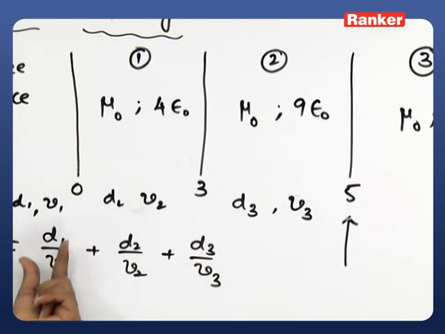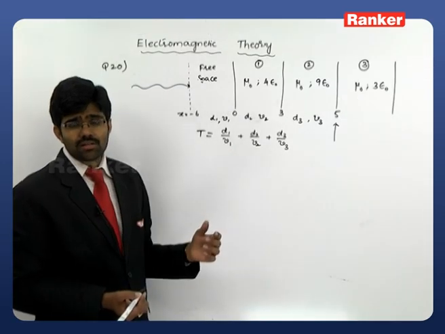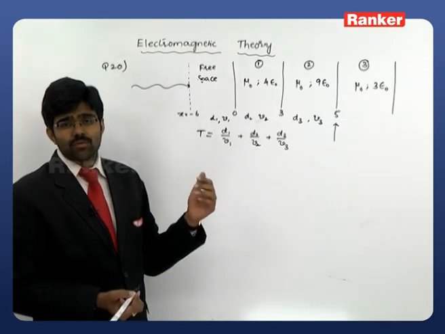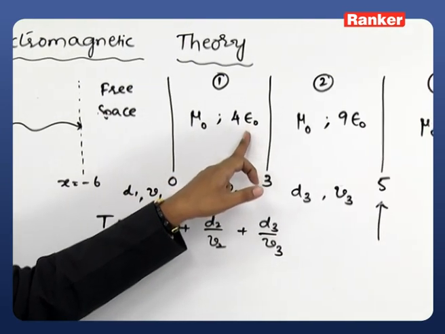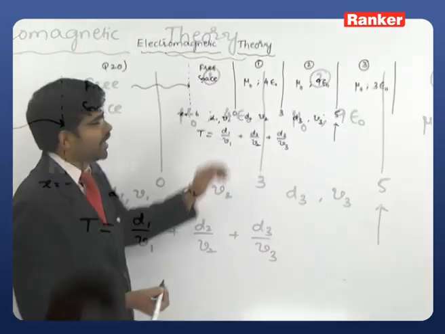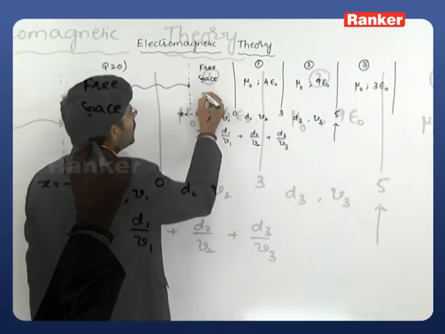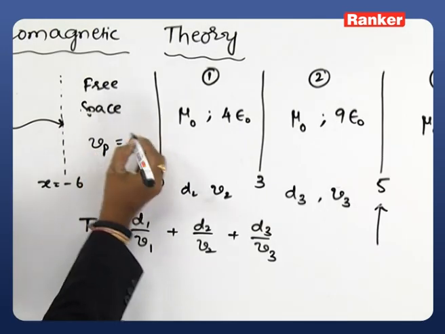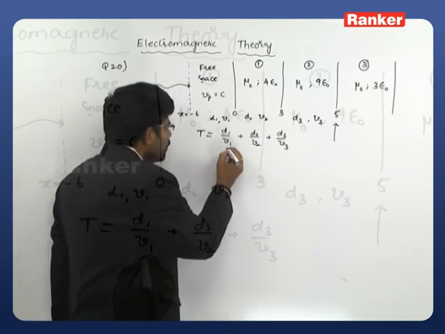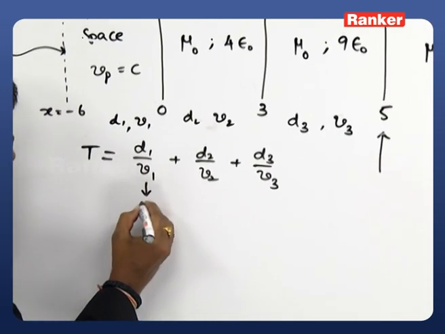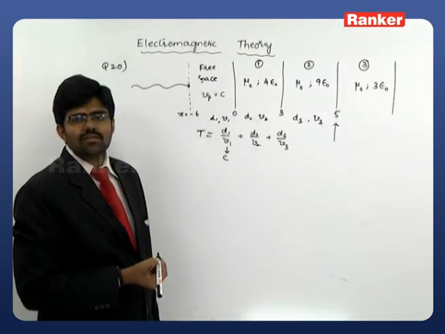Now we are supposed to obtain the velocities. How to obtain the velocities? As we know, obtaining the velocity is very simple when we have mu naught and epsilon naught. That's the phase velocity we are supposed to take. Here, what is the phase velocity? Phase velocity in this space is directly equal to the velocity of light. So directly instead of v1, you can write the velocity of light, that is c.